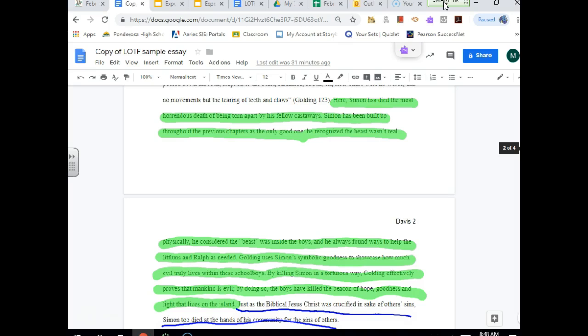Wait, did your topic sentence be multiple? Yes. No, it should not be red unless you mark at the top that your red means conclusion.